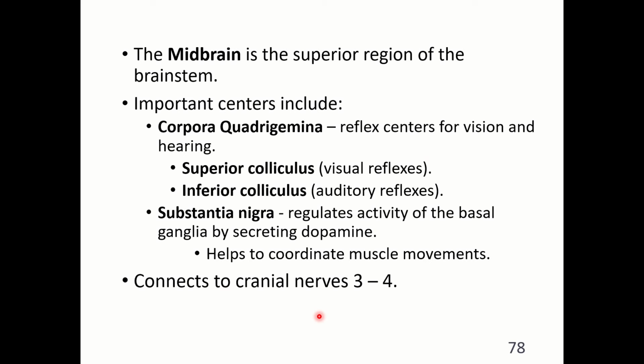The midbrain is the superior region of the brainstem. It has important centers, which include the corpora quadrigemina, which means 4 bodies. Corpora is body, quadrigemina 4. These are reflex centers for vision and hearing. They include the superior colliculus for visual reflexes and the inferior colliculus for auditory reflexes. The substantia nigra regulates activity of the basal ganglia by secreting dopamine, and this helps to coordinate muscle movements.